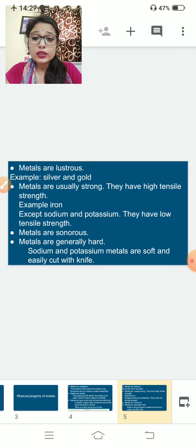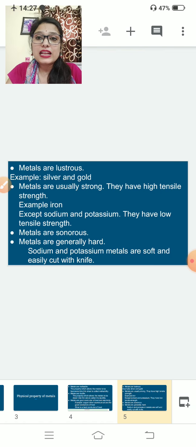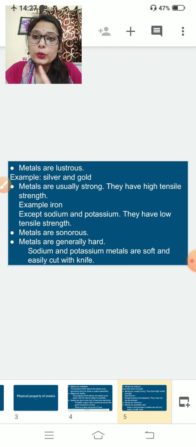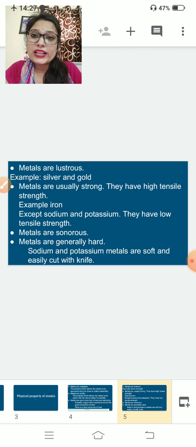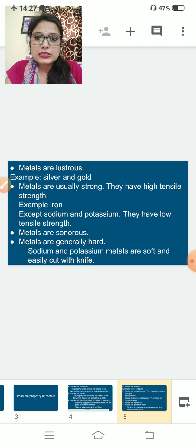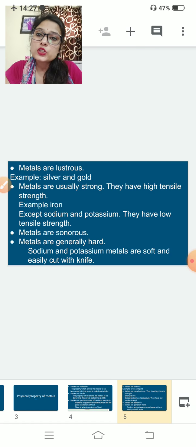Now the next one. Metals are usually strong. They have high tensile strength. That's why we use iron for making heavy bridges and railway tracks. Why? Because they have high tensile strength. Except some exceptions: only sodium and potassium are metals which have low tensile strength. A question will come like this: give the two metals which have low tensile strength. So you will write potassium and sodium.